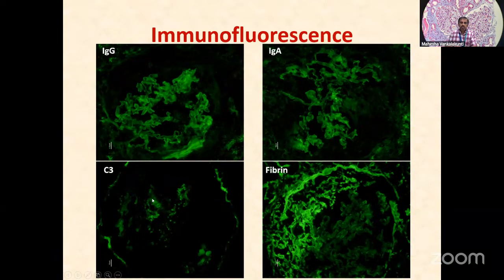So the pauci-immune is introduced. It is defined as the intensity of the positive reaction of less than 2. Anything which is equal to 2 intensity and above is given a positive reaction, whereas lesser than this is called a pauci-immune or a negative reaction.